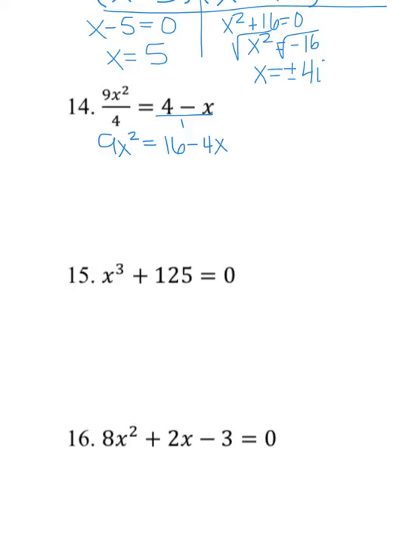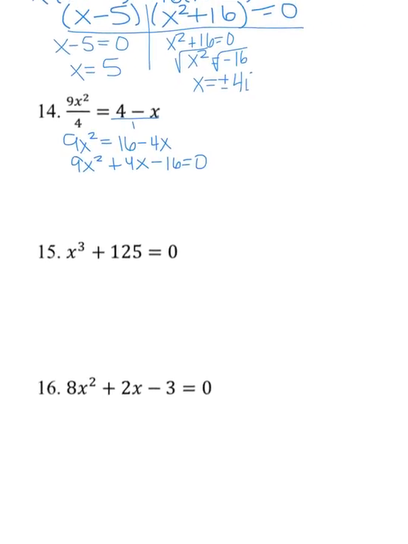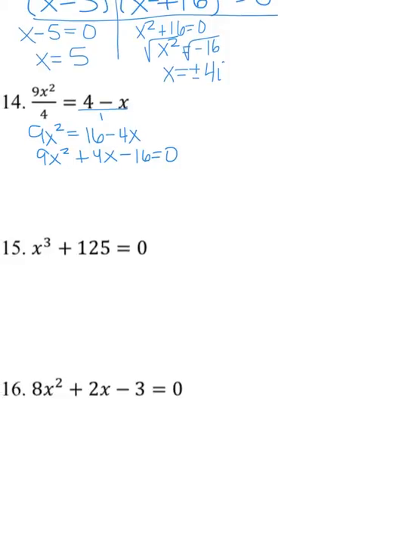This is a quadratic. Because my a value is so large, I'm not going to do completing the square. So this is 9x squared plus 4x minus 16 equals 0. You can do completing the square on this. Okay, I'm just going to go ahead and do the quadratic formula.